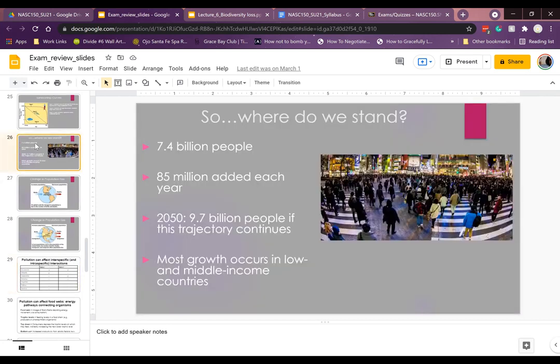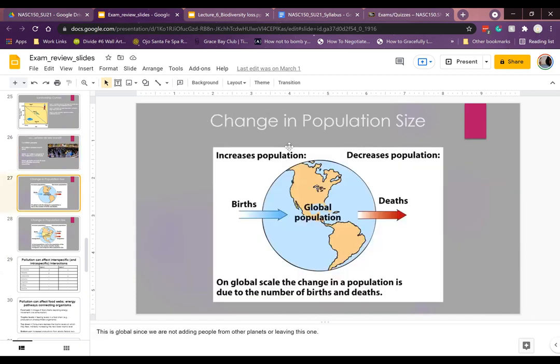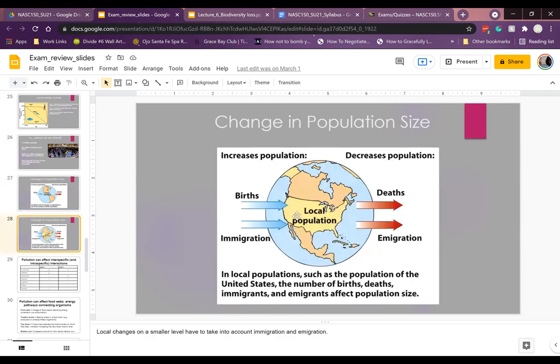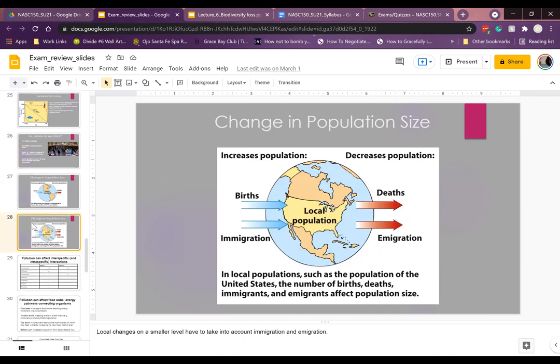So we talked about the human population. We add about 85 million per year. We're at about 7.5 billion with the projection of close to 10 billion by 2050, with most growth occurring in low income countries in Africa, Southeast Asia. Changes in population size globally are a balance between births and deaths. But at the local level, it's a balance between births, deaths, as well as immigration and emigration.